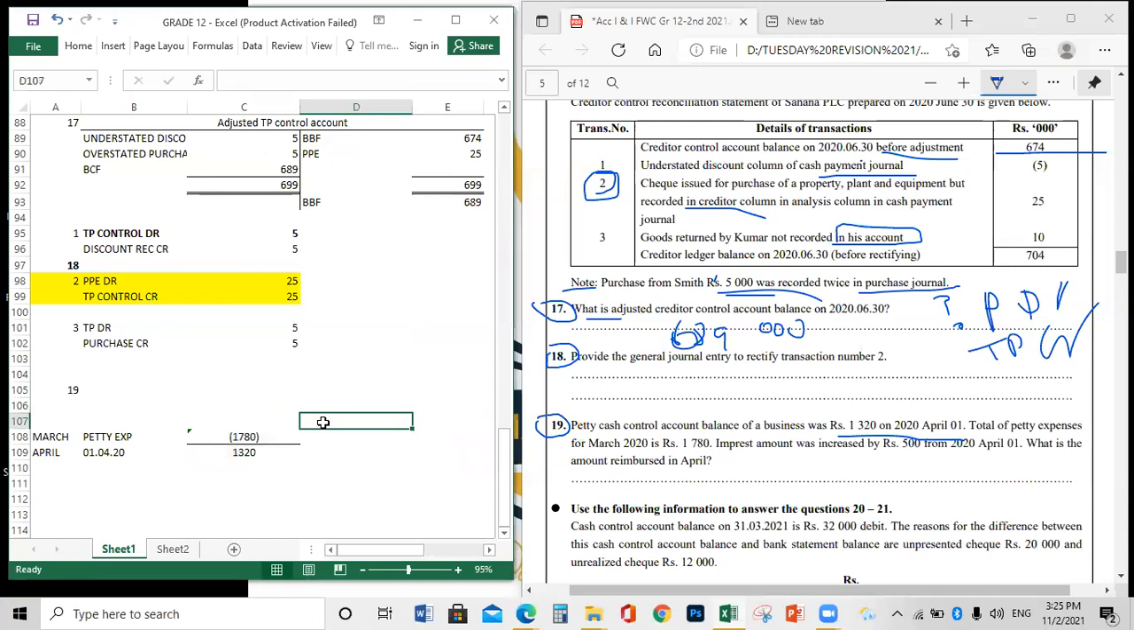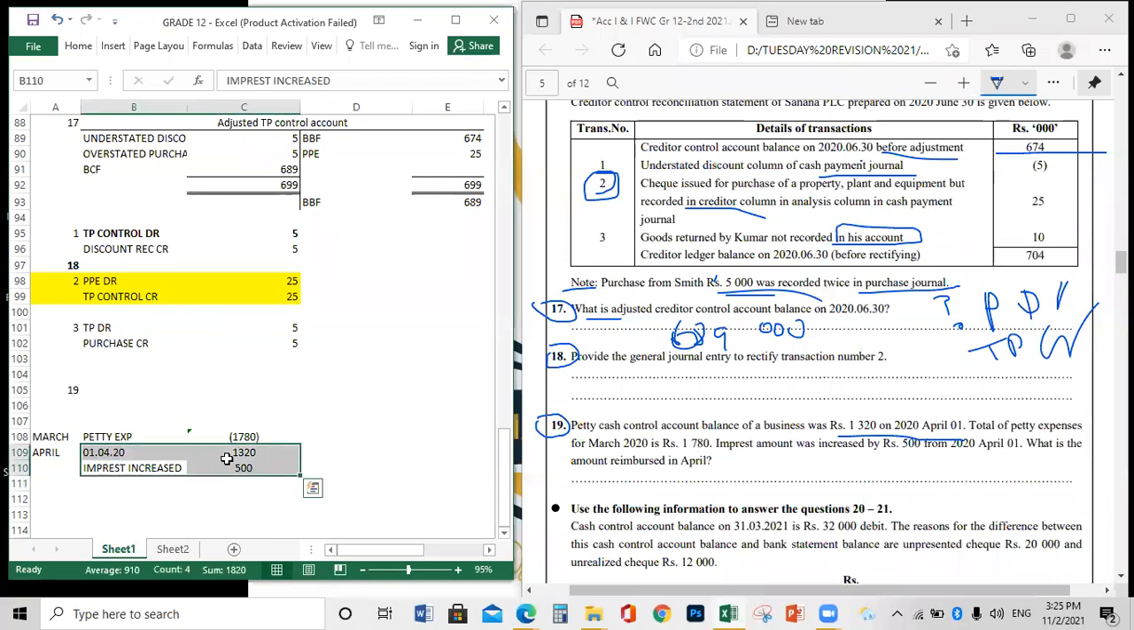The imprest amount was increased by 500 from 1 April 2020. So they say at the starting of April you had a balance of 1,320. But now they have increased the imprest amount by 500, on the 1st of April. So now they are asking you, guys, what is the amount reimbursed in April?